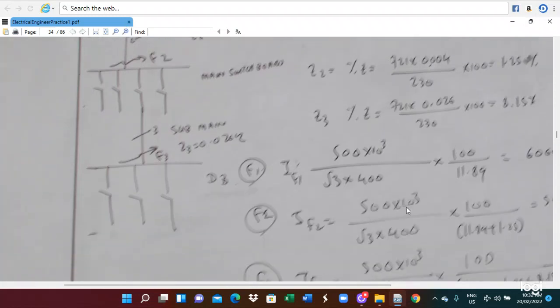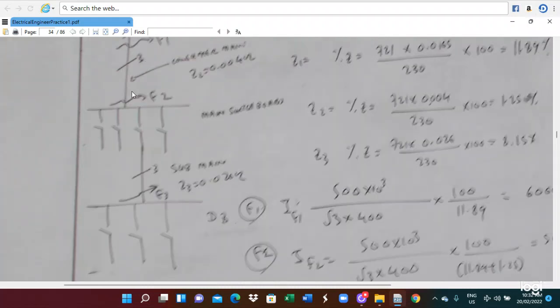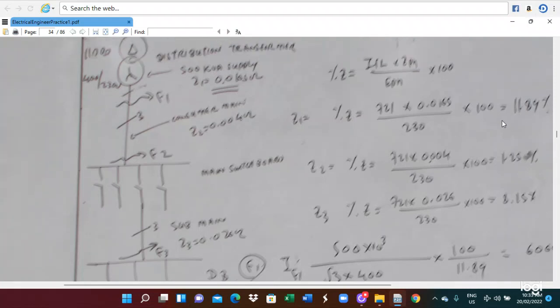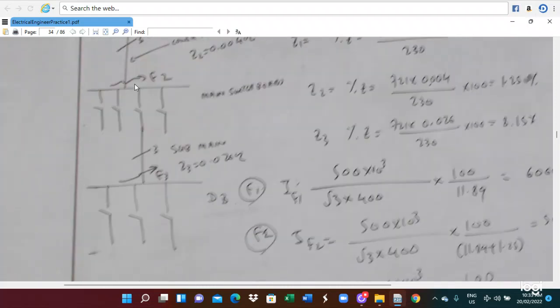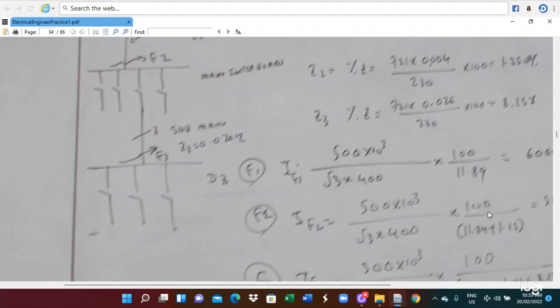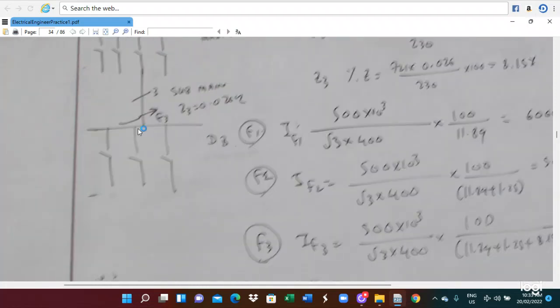Similarly, we also calculate the short circuit current of this part. This one is the total current, the total supplying normal full load current, and we also have to calculate this 11.89. So this one is the transformer impedance and the line percentage impedance. The transformer impedance is 11.89. Line impedance is 1.25. So 11.89 plus 1.25, we calculate it. And also this one, the fault current.